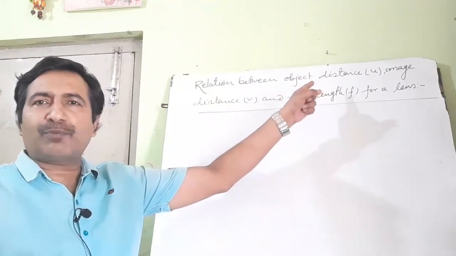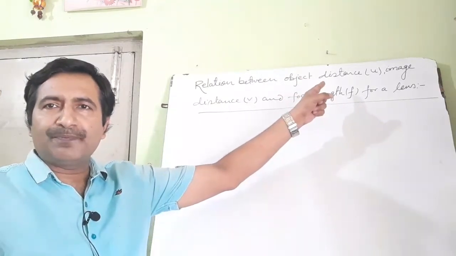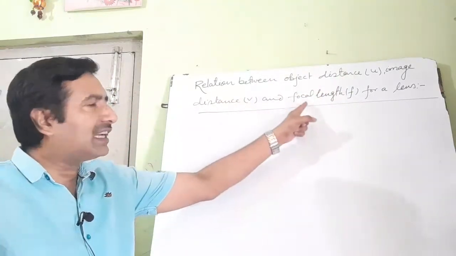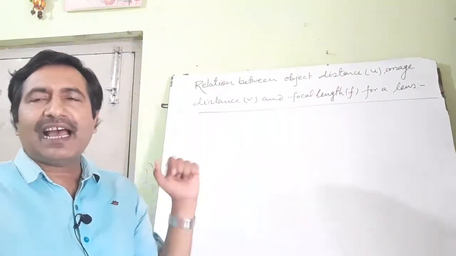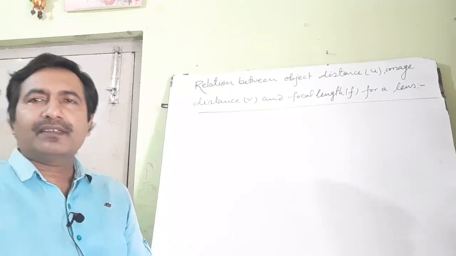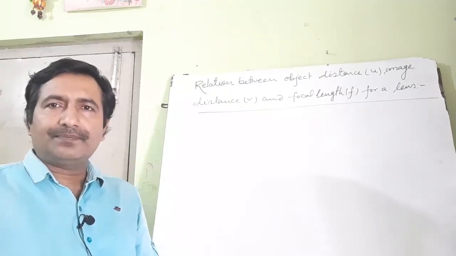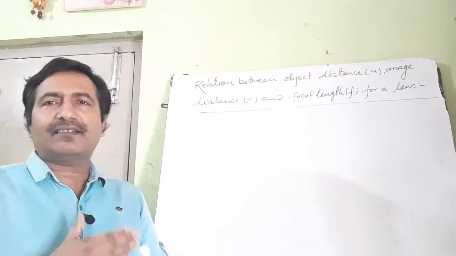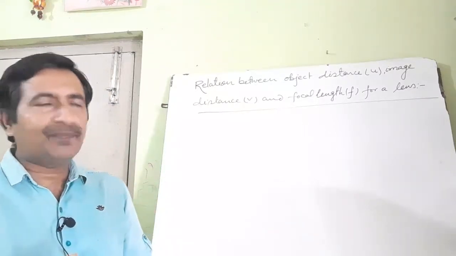image distance and focal length. You already know that object distance is denoted by u, image distance is denoted by v and focal length is denoted by f. I discussed sign convention earlier, so those sign conventions will be applicable here also.